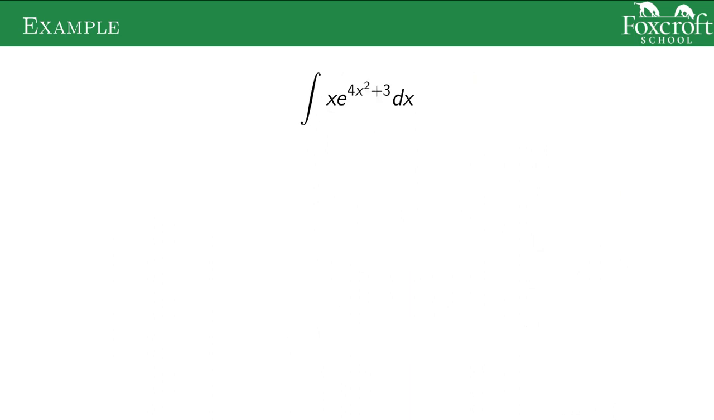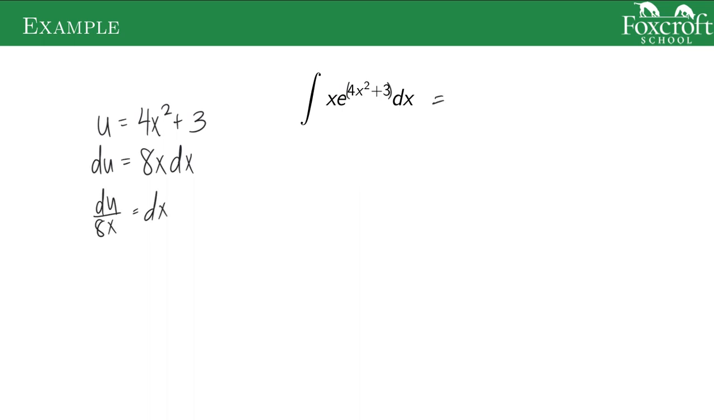Here's another one. It's not obvious because there are no parentheses in this problem, but we have something inside of something else. We have this expression inside the exponent of our exponential. So I'm going to make u equal to 4x squared plus 3. du is then going to be 8x dx, and du over 8x is dx.